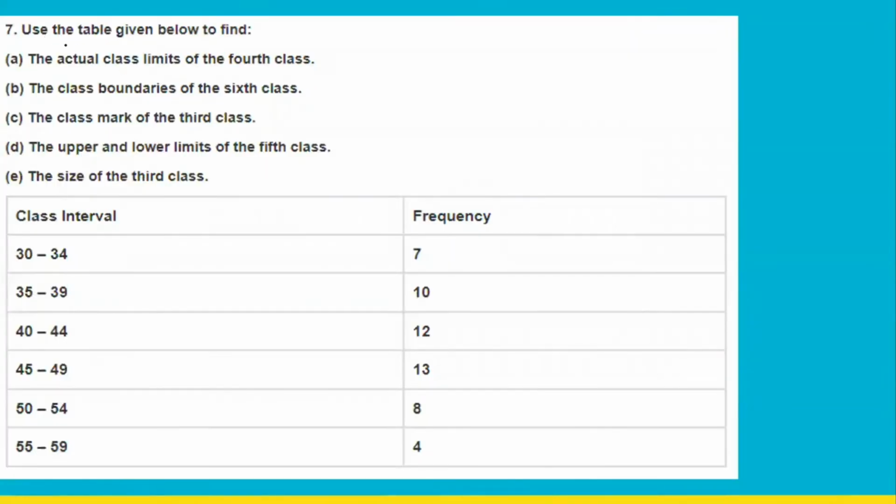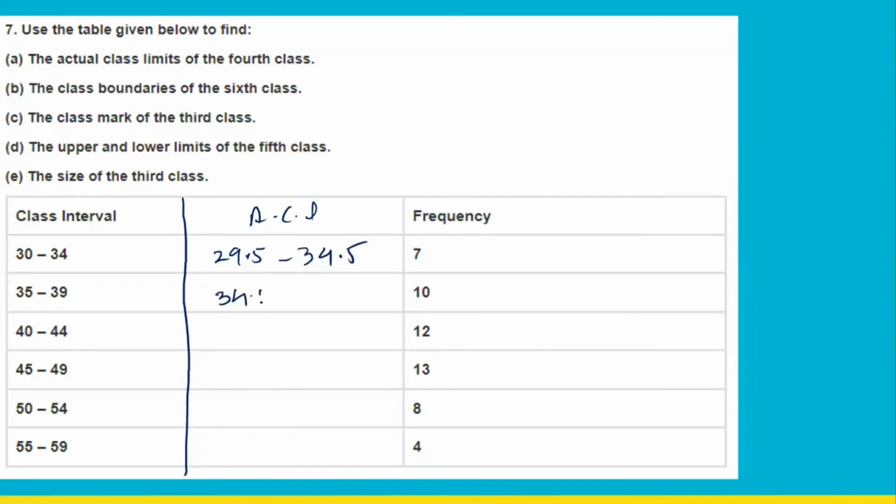Now, question number 7, use the table below to find the actual class limit of the fourth class. So, actual class limit, we are going to find the exclusive class intervals, the one which we did in the previous question. Okay, so actual class limits when we are finding. So, again, the adjustment factor is 35 minus 34 is 1 upon 2, which is 0.5. So, we subtract 0.5 from the 30. So, we get 29.5. We add 0.5 to the upper limit, so we get 34.5.